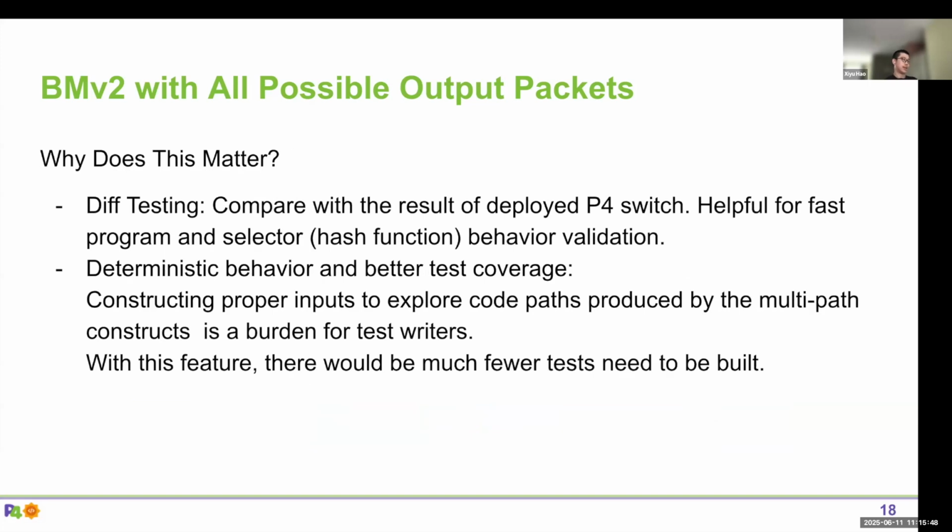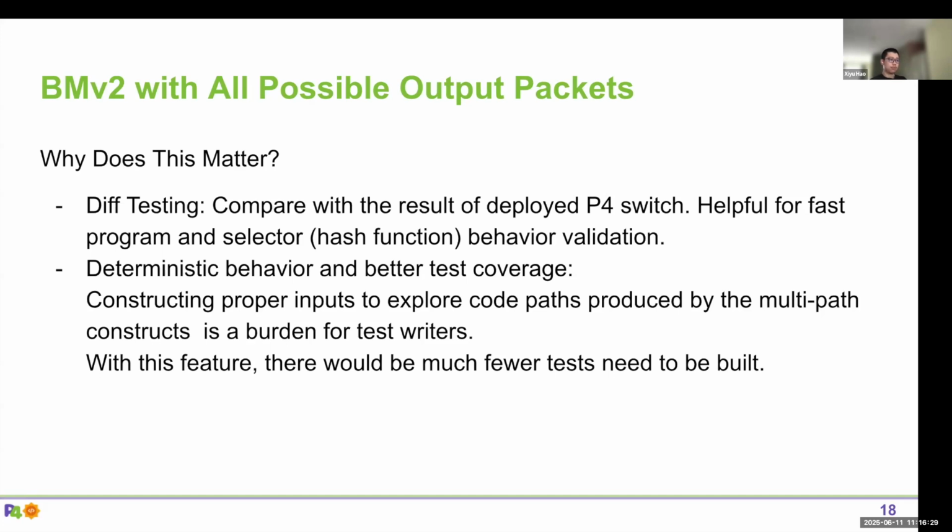But why does this matter, right? So as far as I can see, there are 2 things that make it important. The first one is diff testing. So we want to compare the result of a deployed P4 switch. In our model, we simulate the behavior of our P4 programs, and we would like to see all the possible outputs and compare with the deployed switch results to see if the latter is a subset of the former. And second, it's good for deterministic behavior and better test coverage.